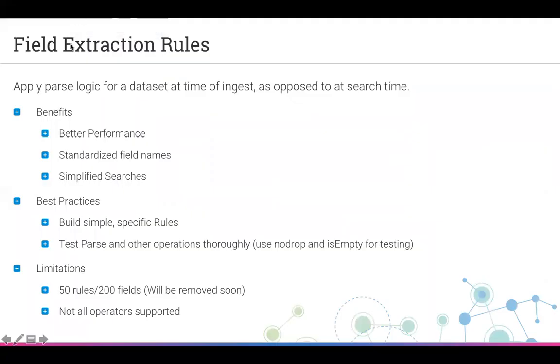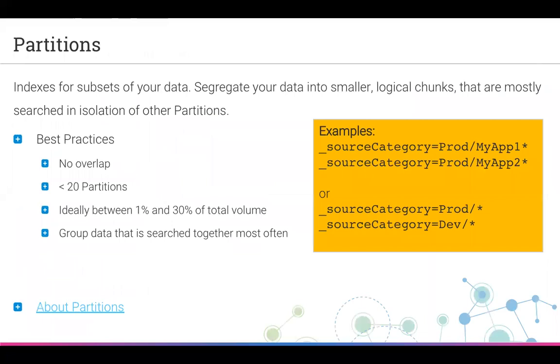All right. So that's the field extraction rule. As we're getting data, we can parse that data. The second one is partitions, and this is one that I highly recommend you consider 3 or 6 or 9 months down the road.